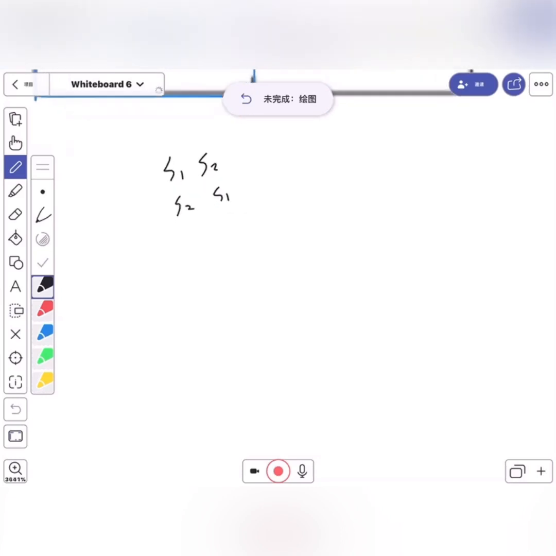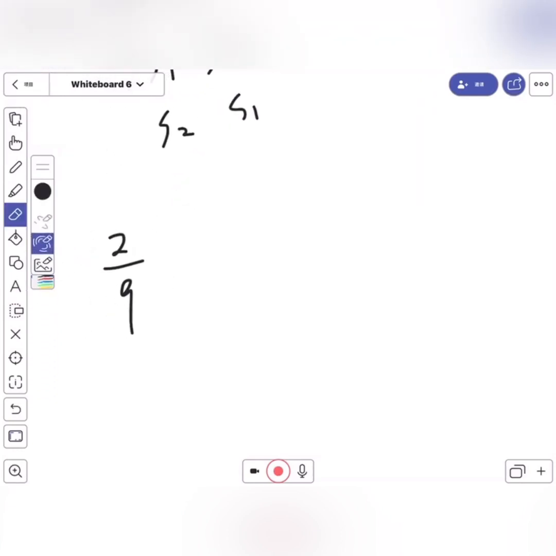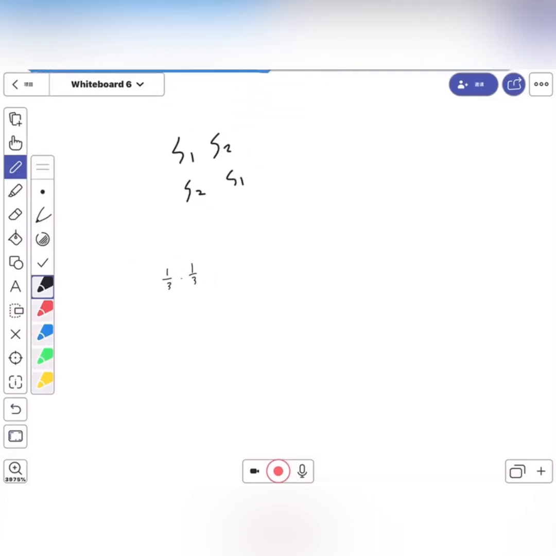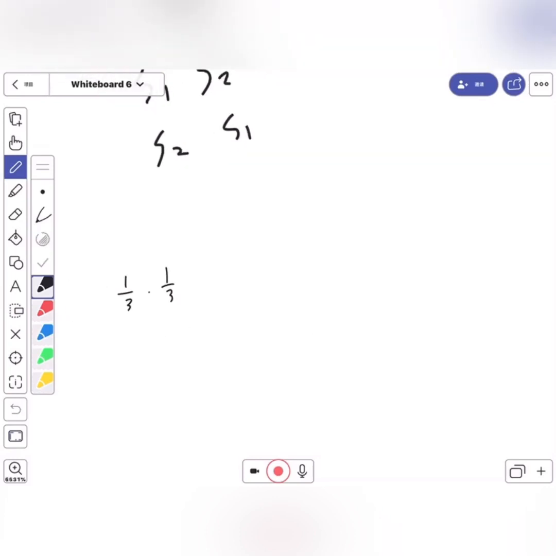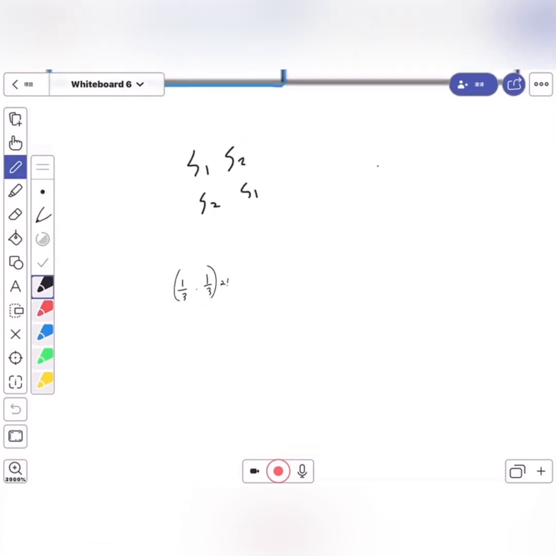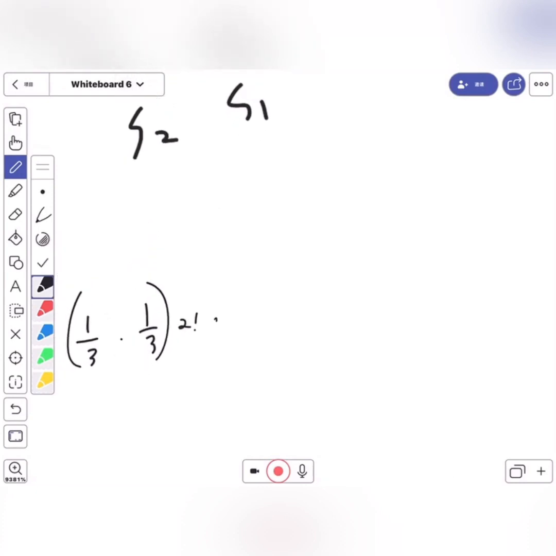So essentially, we're going to have 2 ways out of 9. If you write it more clearly, it's going to be 1/3 times 1/3, because there's a 1/3 probability to choose any of the 2, and then we multiply by 2 factorial because there are 2 ways to order them. Now we multiply again by 1/2 squared.